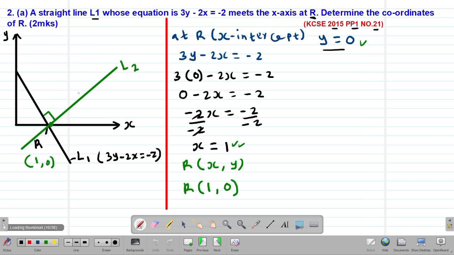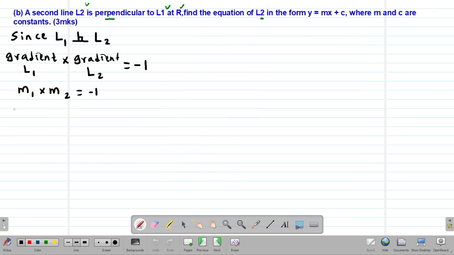Now remember, for the first line we were given the equation 3y minus 2x is equal to -2. This was the equation for the line L1. So if I want to find its gradient, I'll convert it into the form y equals mx plus c, which is the general form of the equation of a straight line.